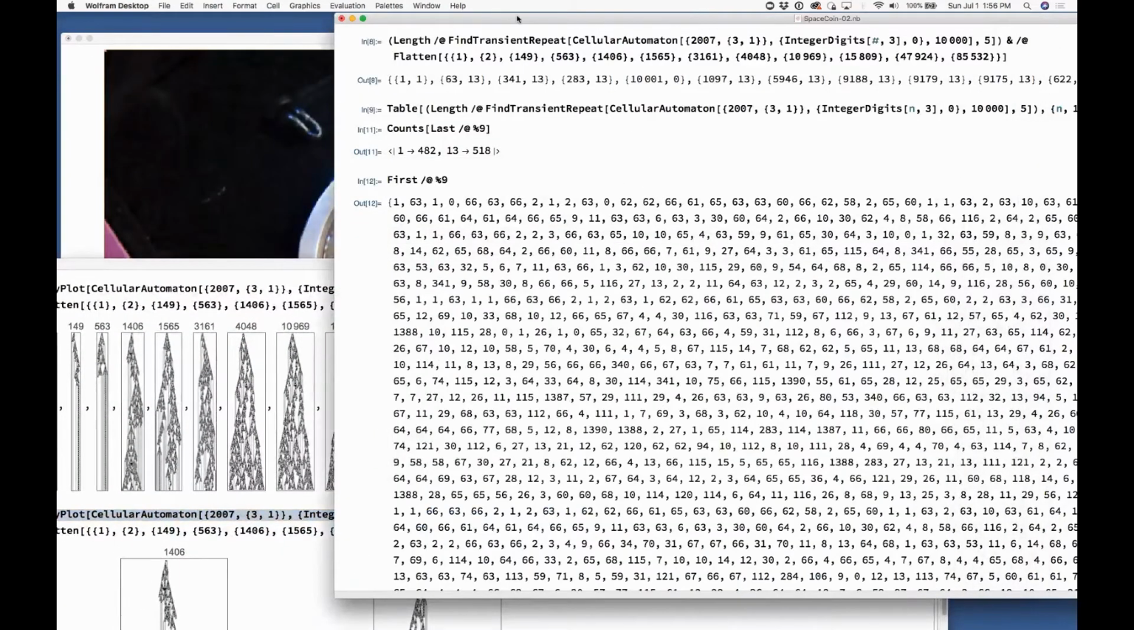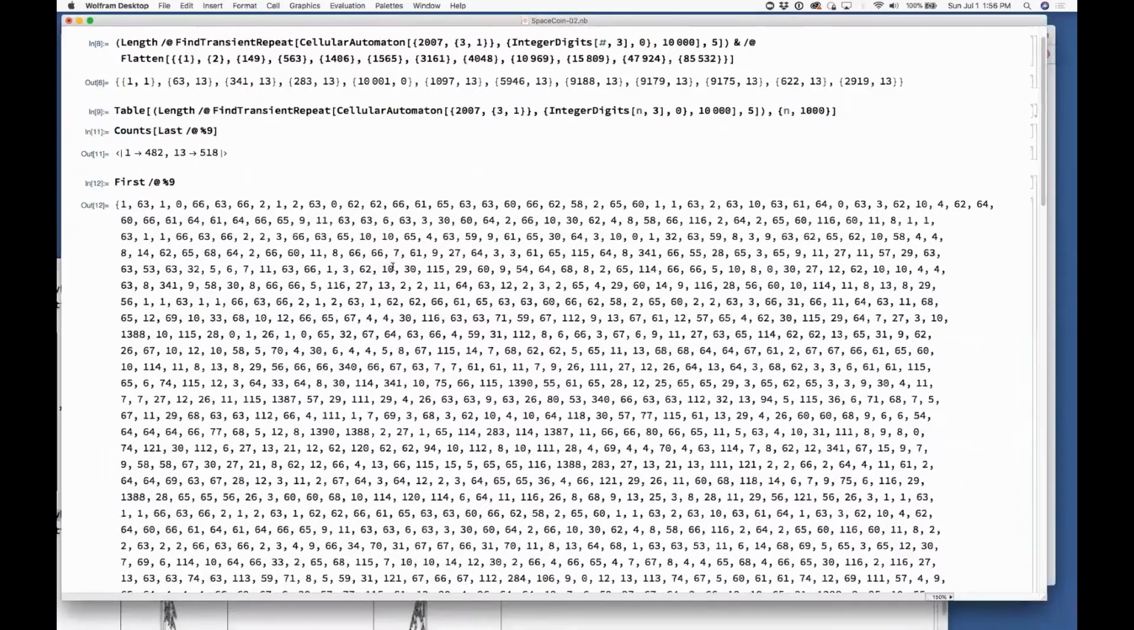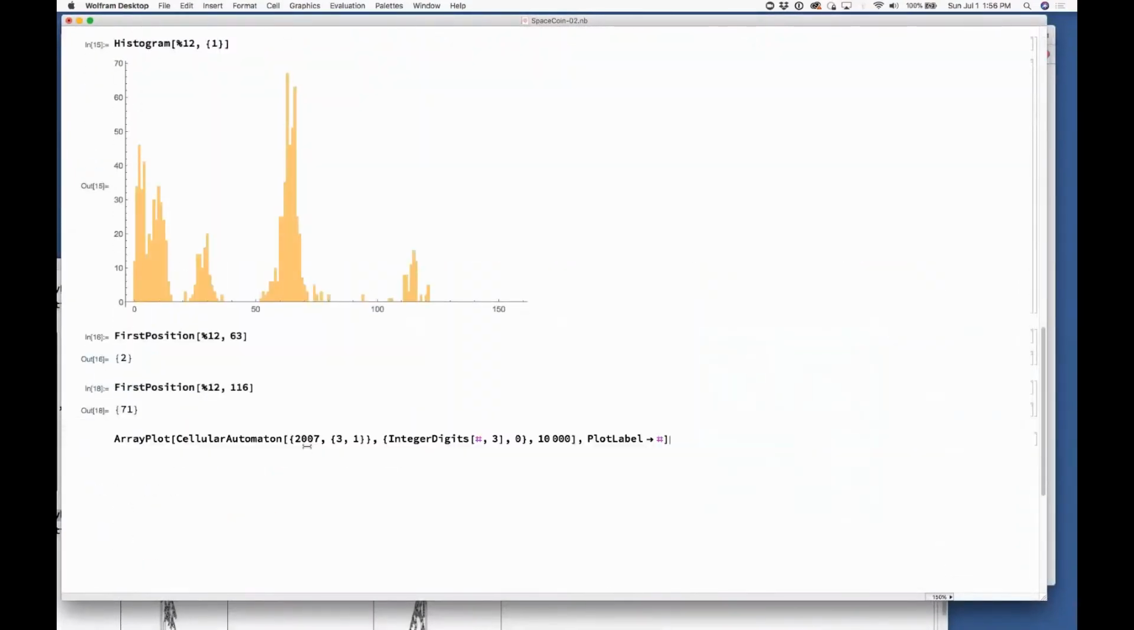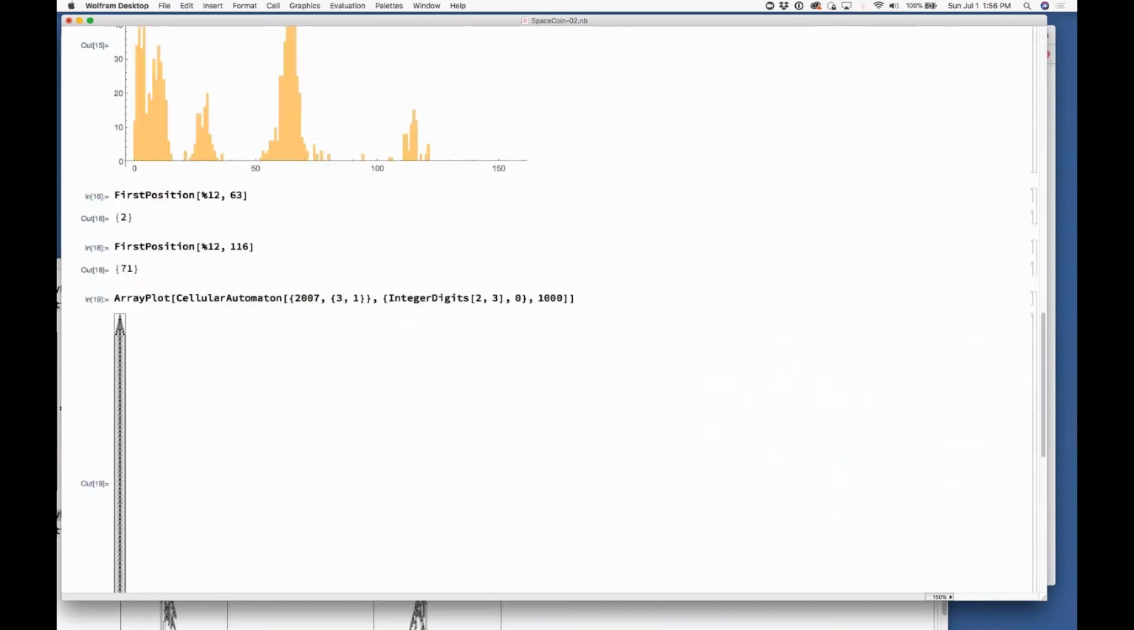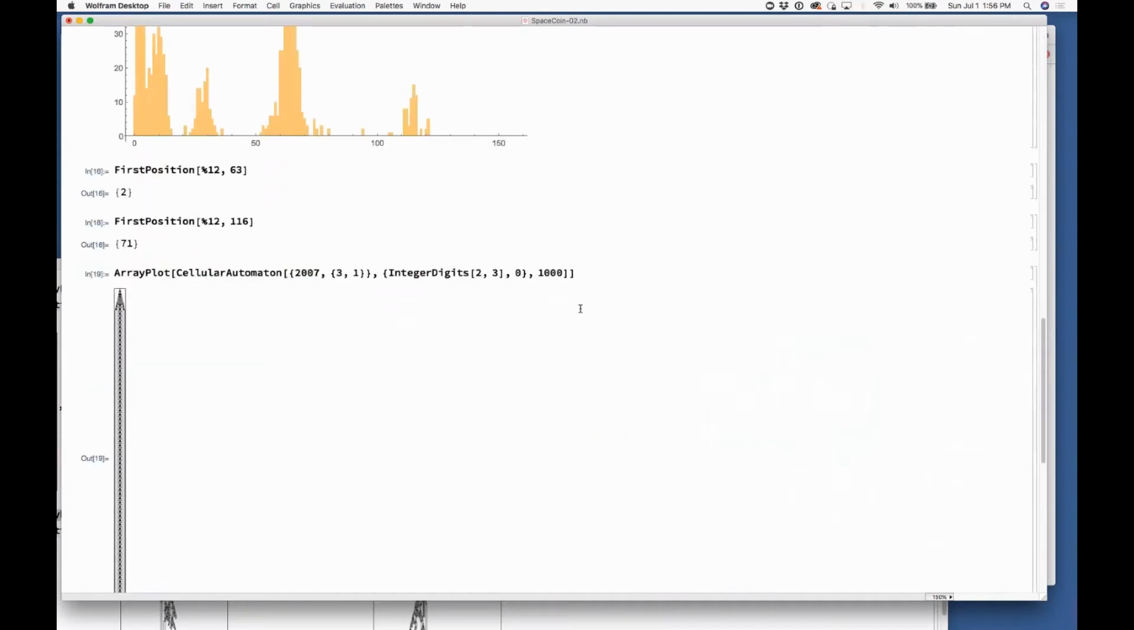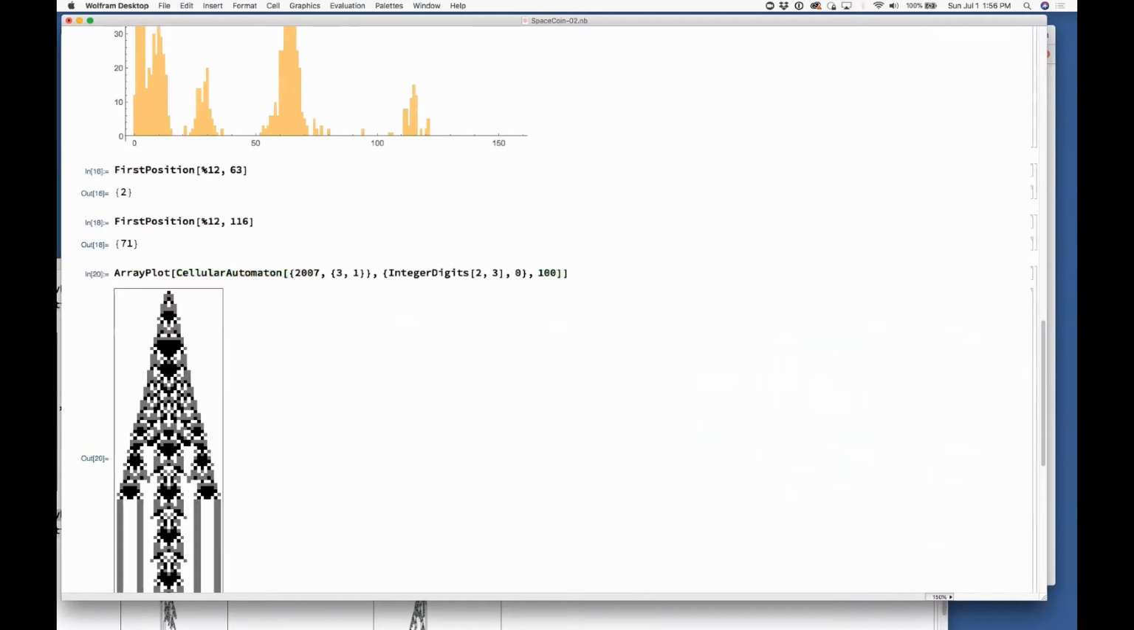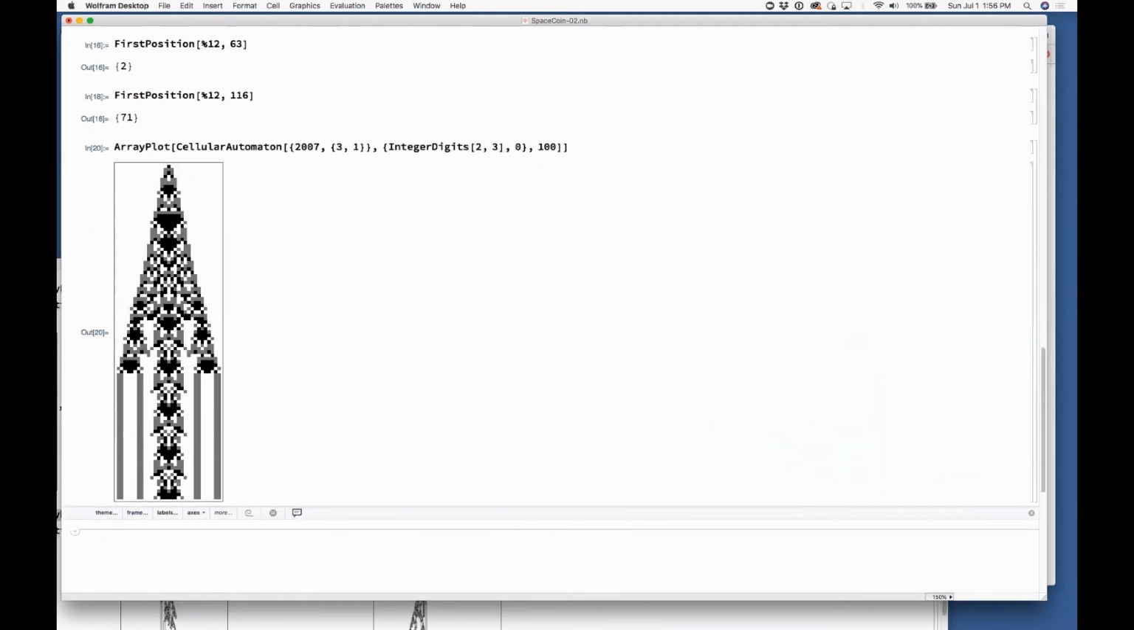Over here, let's say, okay, so that was 2 and 71. Okay, so for the case of 2, we don't have to go to 10,000 steps. We can just go to 1,000 steps, I think. So this is one motif. Yeah, okay, we actually only have to go to 100 steps there. Okay, so that's one motif for a structure that dies out.